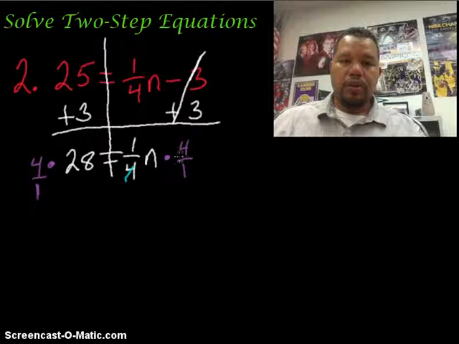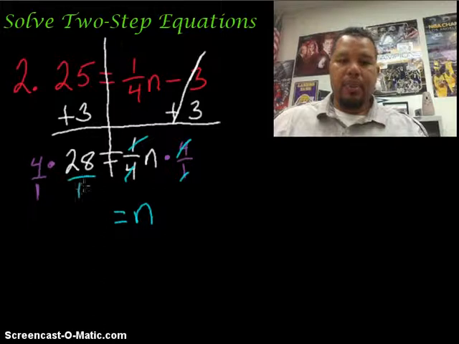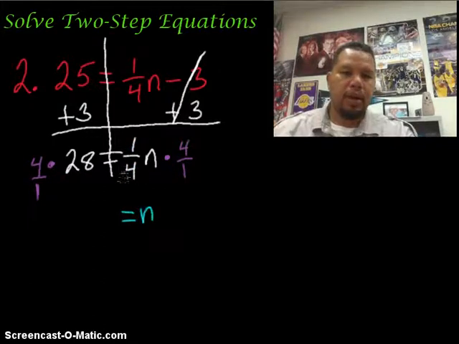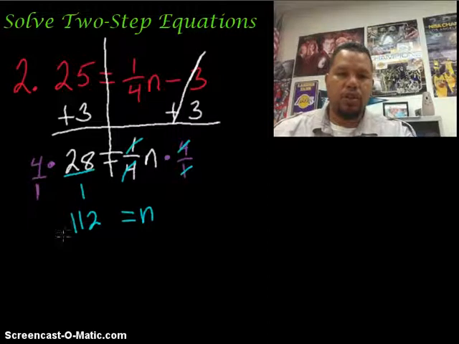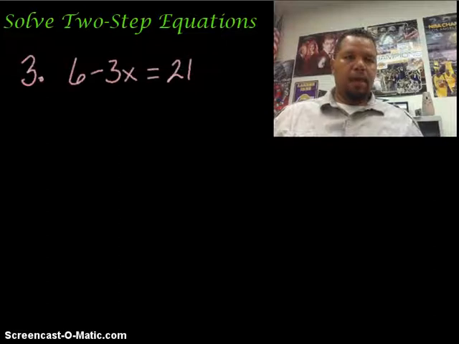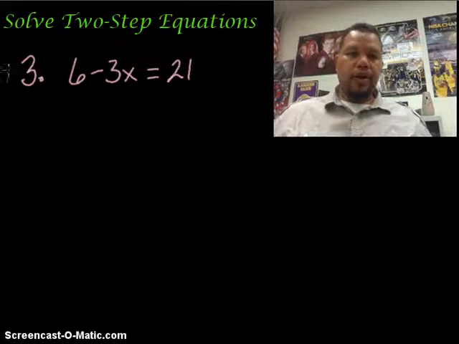So the 4's cancel or divide out, leaving me with my n all by itself. Let's go ahead and cancel this out. 4 and the 1's cancel out, leaving my n by itself. And over here on the left-hand side, I multiply 4 times 28, and I get 112 over 1, which is just 112. So n equals 112.